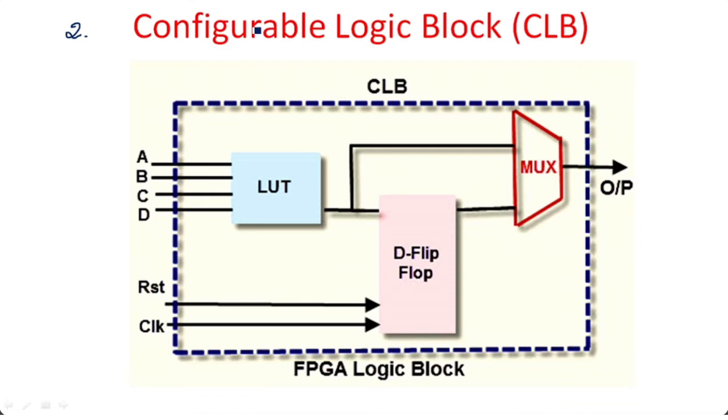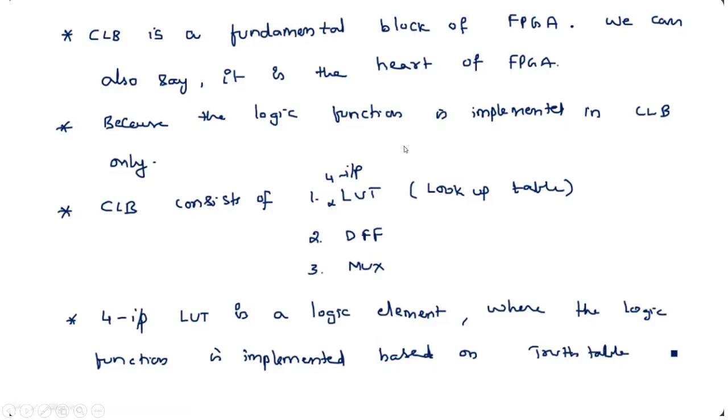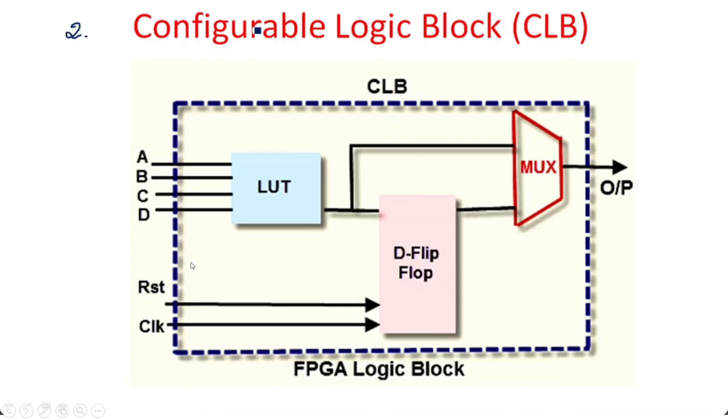Suppose, for example, you take a half adder. For the half adder, you draw the truth table. After that, you draw the K map. From the K map, you get the logic expression. For every combinational circuit or sequential circuit, you get the logic expression. That logic expression will be implemented in the CLB. Even for sequential circuits, like JK flip flop or counters, shift register, there will be some logic expression. That logic expression you are developing in the lookup table.